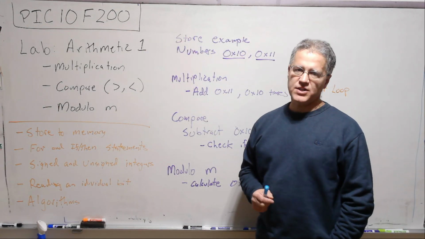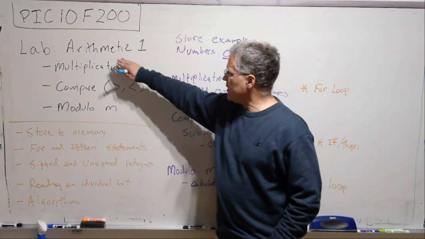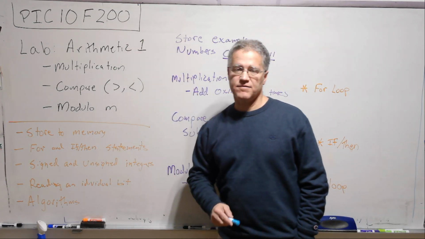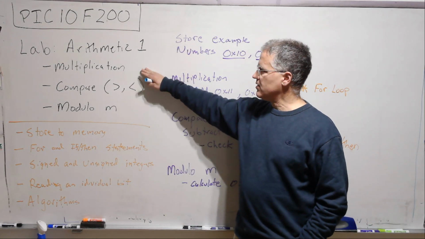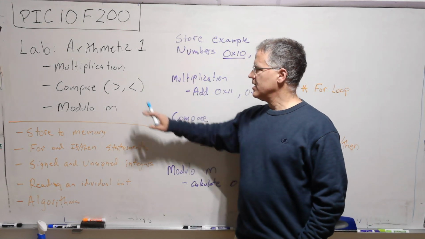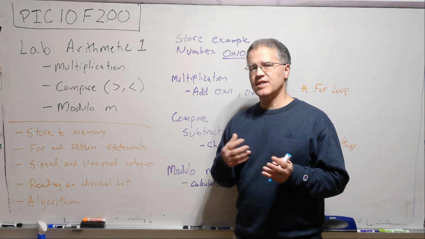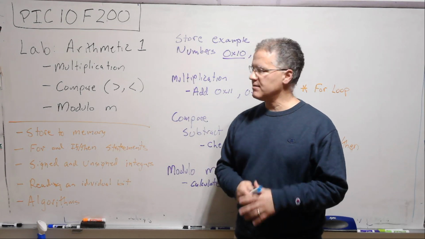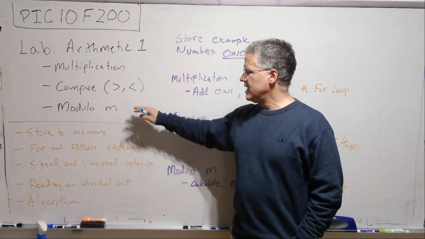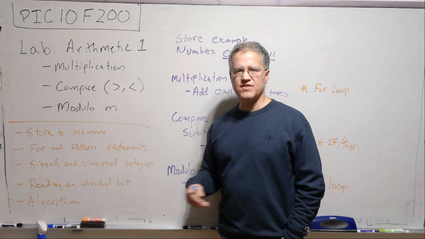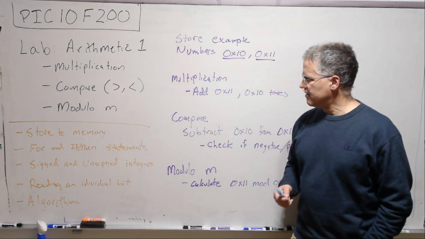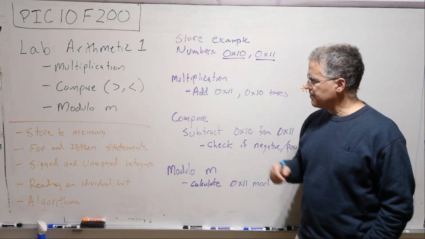So today we're going to be doing the Arithmetic 1 lab with the PIC10F200. Here we're going to look at how to multiply two numbers. We're going to do a comparison, basically identifying greater than or less than between the two numbers. And then we'll look at the modulo operation, so essentially finding the remainder of the number.